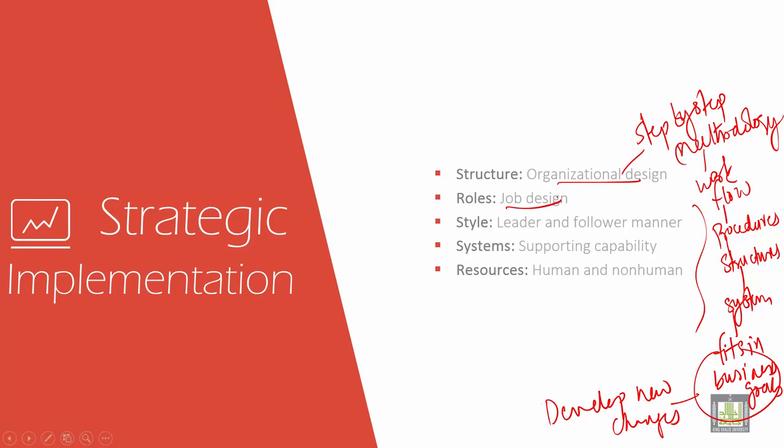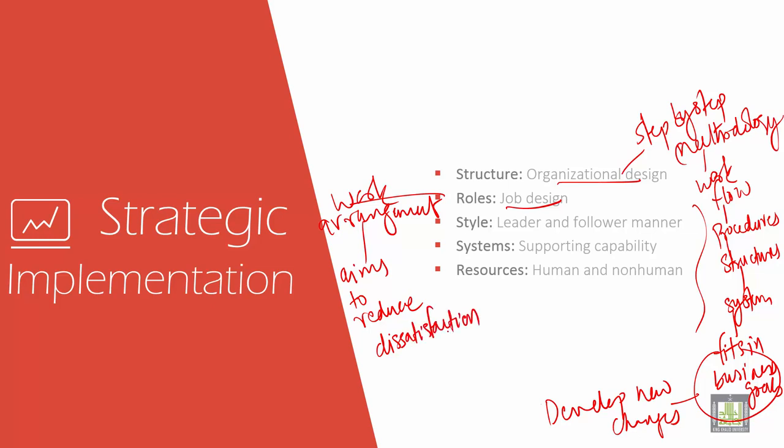Then you have job design, which is the work arrangement. It aims to reduce dissatisfaction of employees. Very important, because when he is working on a particular job every time, he feels dissatisfied. When you give him various jobs to be done, he feels very happy. So that is the aim of job design: to enhance employee satisfaction and overcome repetitive tasks. That is the main aim of job design.